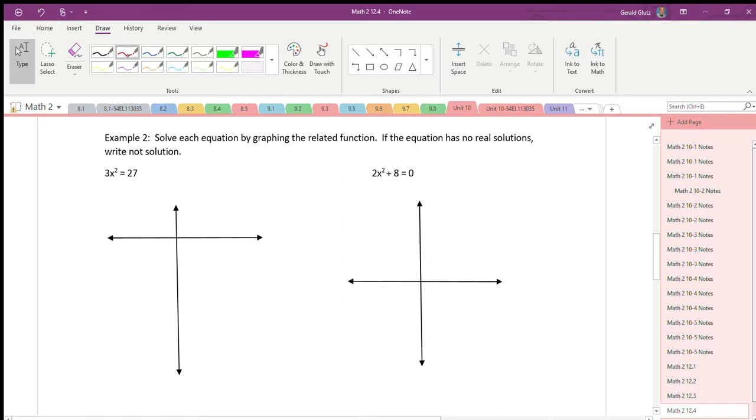So moving on to example 2. It says solve each equation by graphing. The first thing I would do is divide, since I notice both these numbers are divisible by 3, I divide both sides by 3. So I get x squared equals, 27 divided by 3 is 9. And then if I subtract 9 on both sides, I have x squared minus 9 equals 0. If I wanted to graph it, I could say y equals x squared minus 9. So that means I'm going to move down 9.